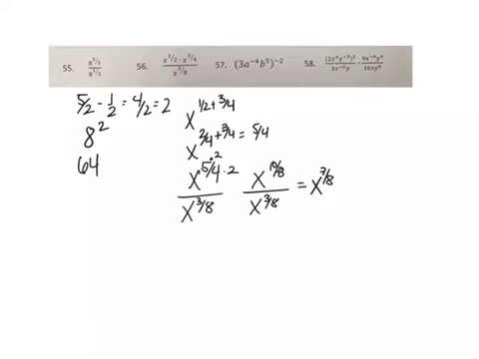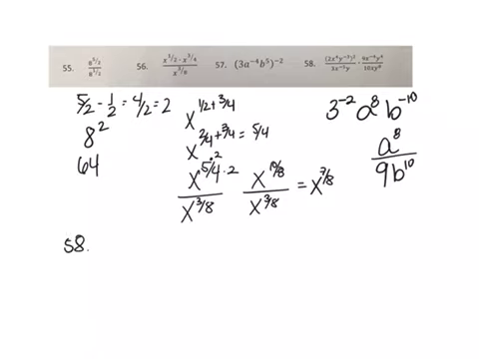Number 57, the negative exponent. Let's apply it to everything here, and then we'll deal with it. 3 to the negative 2, a to the positive 8, negative 4 times negative 2, and b to the negative 10. Now we'll put our negative exponents in the denominator, so a to the 8th over 3 to the negative 2, that goes in the denominator. 3 squared is 9, and b to the 10th. And then 58. 58 has a lot going on.